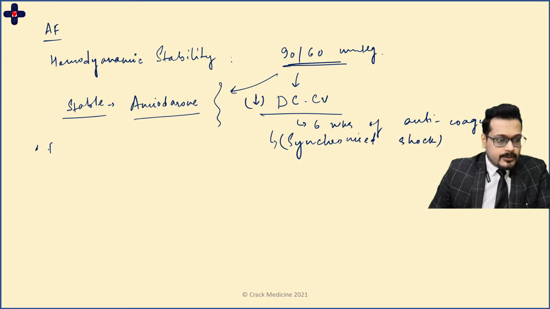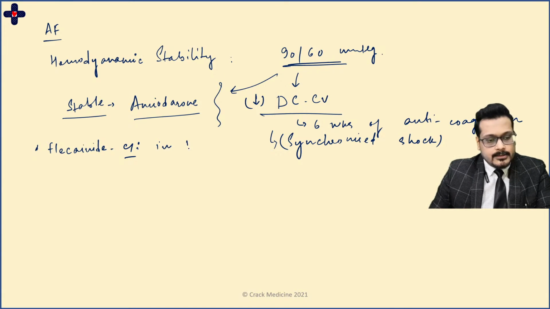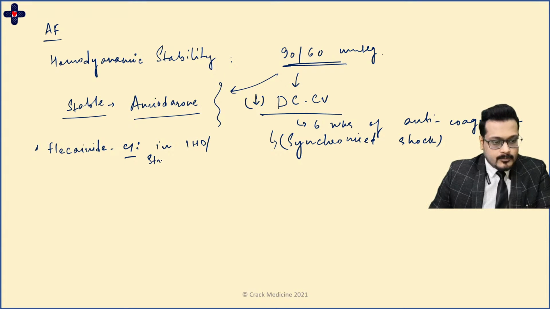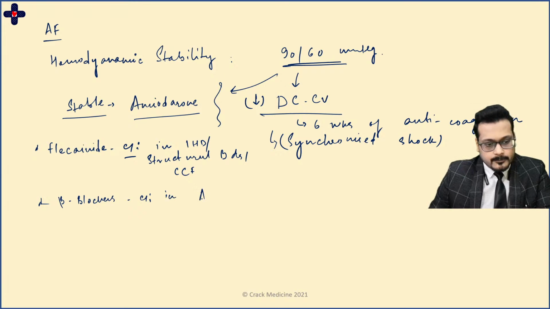Remember that flecainide is contraindicated in structural heart disease. Also remember that beta blockers are contraindicated in asthmatics.